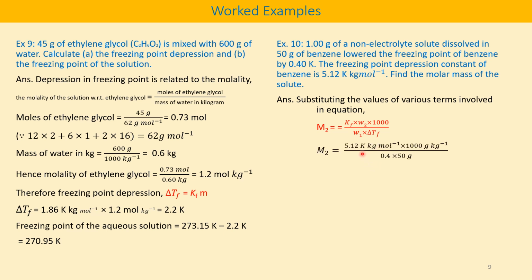Therefore, it is 5.12 Kelvin kg per mole into 1000 grams per kg divided by 0.4 into 50 grams. Simplifying, we get the answer as 256 grams per mole. Thus, the molar mass of the solute is 256 grams per mole.